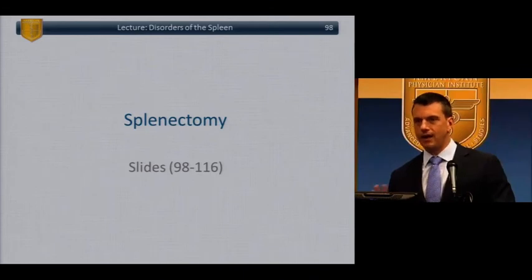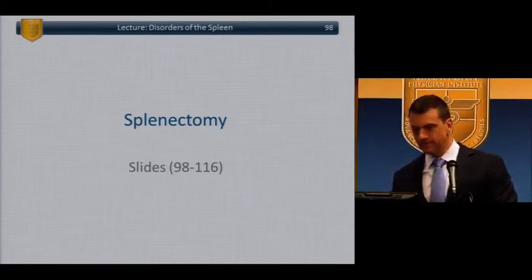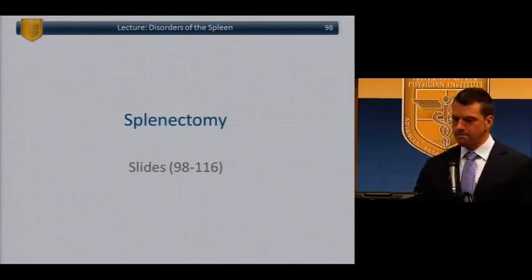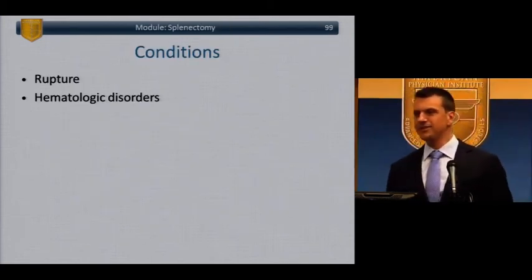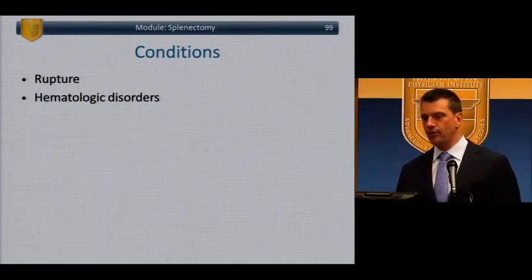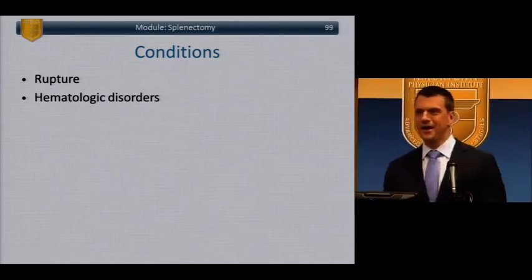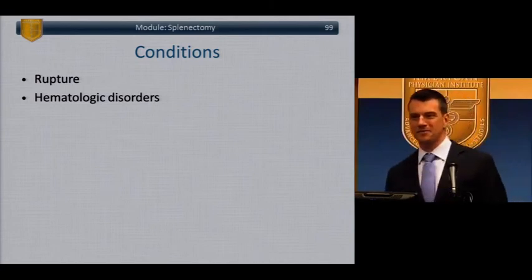This radio scanning might be useful if you're looking for that accessory spleen that was missed, or some reason why your surgery didn't have the intended results. So, in splenectomy conditions, we usually take this out for a rupture and hematologic disorders, and that's really what it's become limited to. It's no longer part of routine staging for Hodgkin's disease. The enzyme deficiencies are no longer an indication. A whole lot of these things now have medical treatments, so we don't take the spleen out.